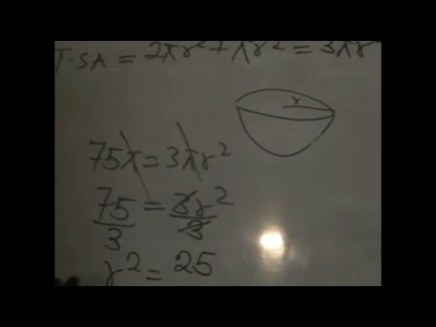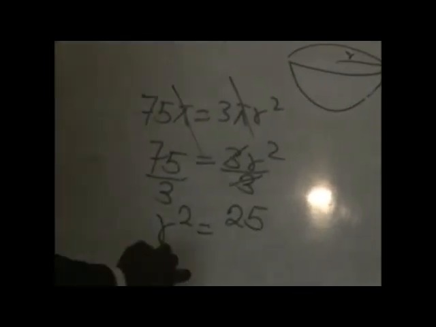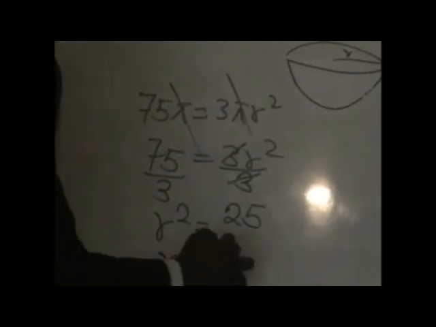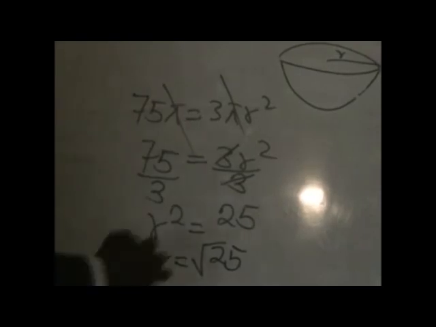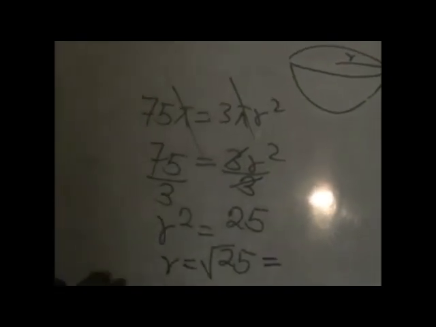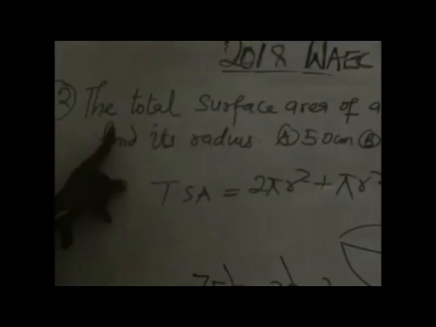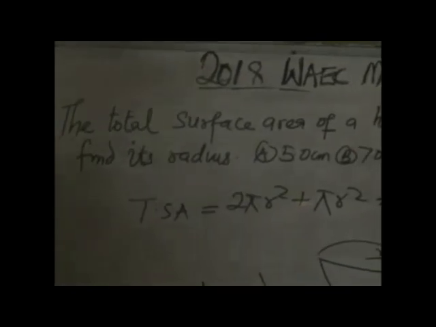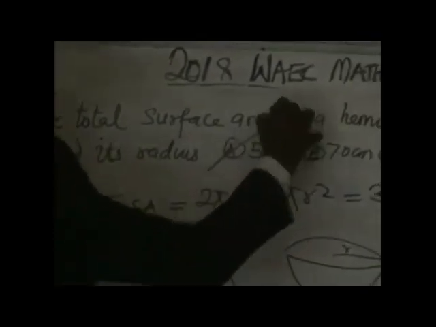25. So what we need to do, we have to find the radius. So we look for the square root of 25. The square root of 25 is 5.0 centimeters. So this becomes the radius of this hemisphere, giving the total surface area of 75 pi square centimeters. And our correct option for question number 32 of the 2018 WAEC mathematics questions goes to option A.